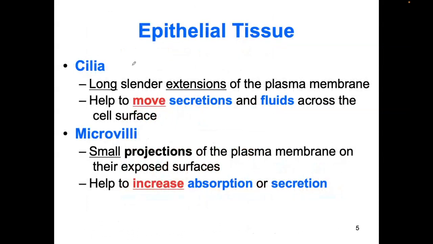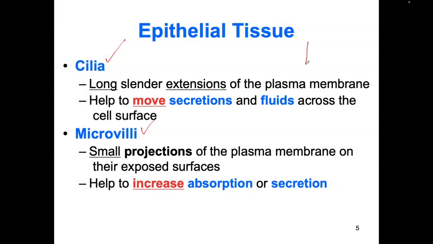Let me just go back here. Sometimes the cells have extensions off of it. Sometimes they have cilia, and sometimes they have microvilli. Cilia are bigger than microvilli. Cilia are these long, slender extensions that come off the membrane of the cell, and it helps to move secretions and fluids across the surface membrane.